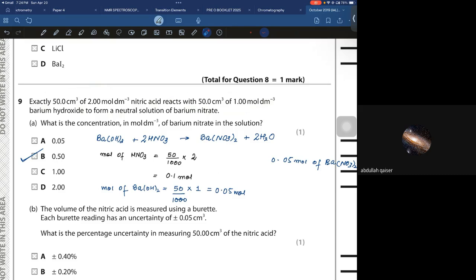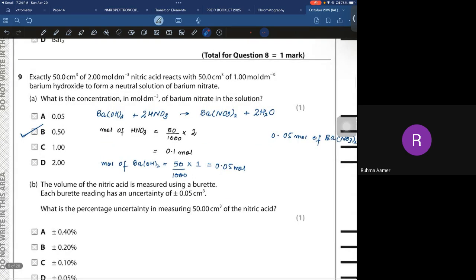Okay, so what about water? Doesn't it include the volume of water as well? The concentration of water is not going to change. We never take the volume of water. The reason is that the concentration of water is not going to change throughout. So we are only interested in the product, that is barium nitrate.